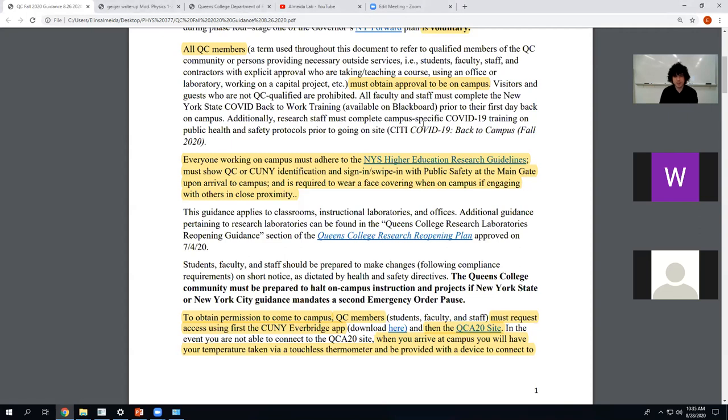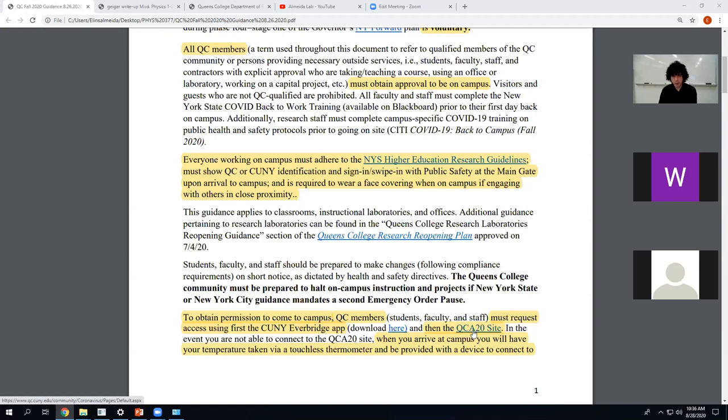So to obtain permission to come to campus, QC members must request access first using the CUNY Everbridge app. Please install this app on your phone. It was a bit slow on my phone, so it took me a while to download from the Google Play Store. But then it's very simple. Just put the name of your institution there. The instructions are on the college website. You can download by clicking this link, and then you can go to this website. This website is not ready yet. I don't know when it will be ready.